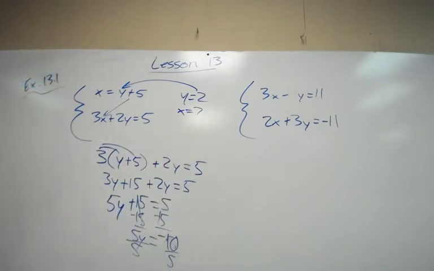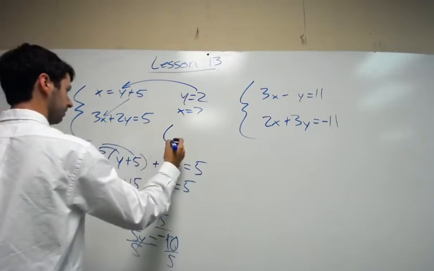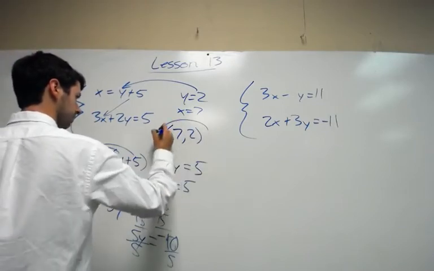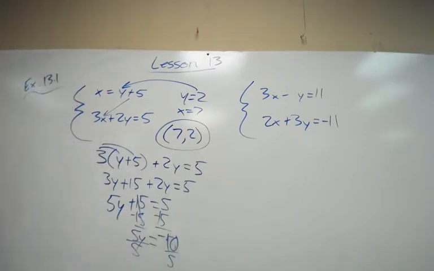And there's your answer. Now I will say, when doing this, you actually want to write your answer coordinate style. So x is always first, y is always second in the coordinate. So that is how we write our coordinate. 7, 2 would be our answer.